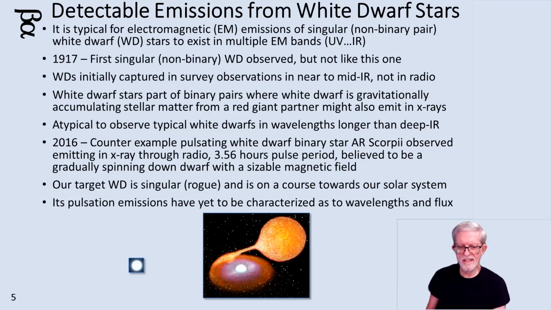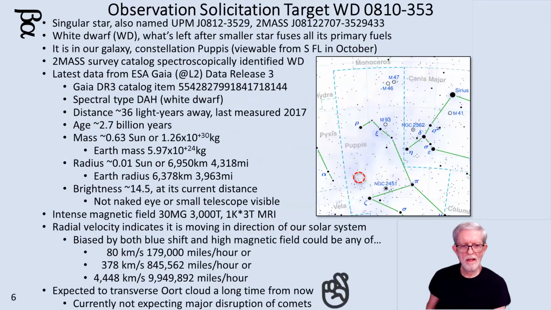Its pulsation emissions in all varieties of wavelengths have yet to be categorized as to specific bands and flux, or density of photons per area. So here's the one slide that describes it all. The particular white dwarf is in the constellation Puppis, which won't be viewable from South Florida where I am until October, but I'll look for it then. But in the meantime, for those folks down in the Southern Hemisphere, you should be able to see it more easily.